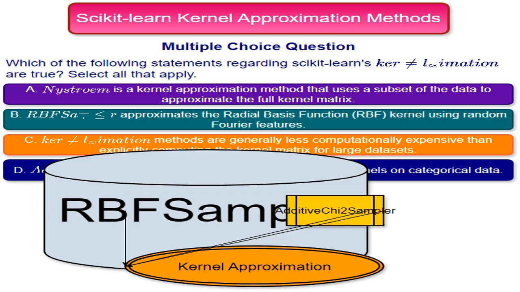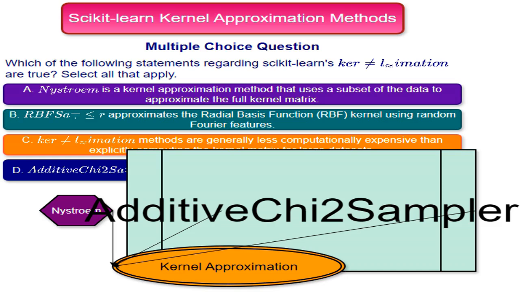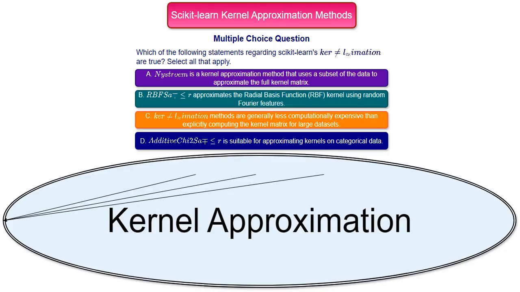This method is designed for categorical data, a type of data that involves categories or groups rather than numerical values. This is a general term for any method that finds a faster, but close enough, approximation of the kernel matrix, a key component in support vector machines. The goal is to get a speed boost without sacrificing too much accuracy.